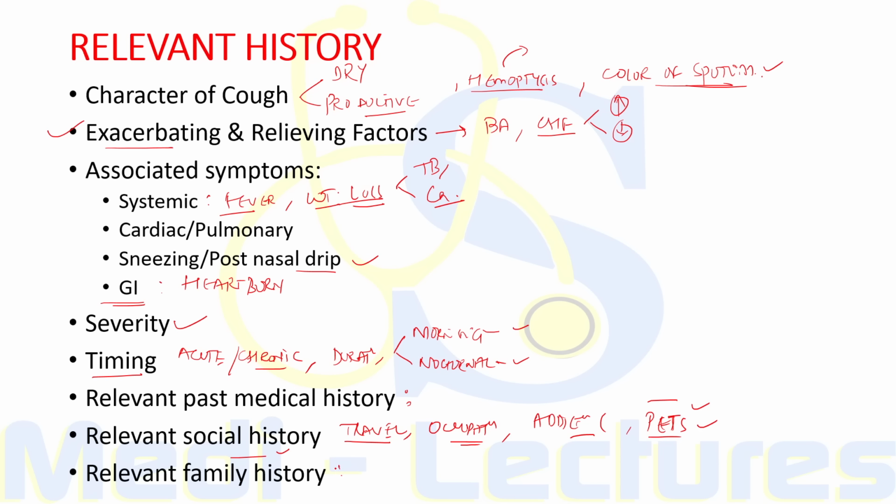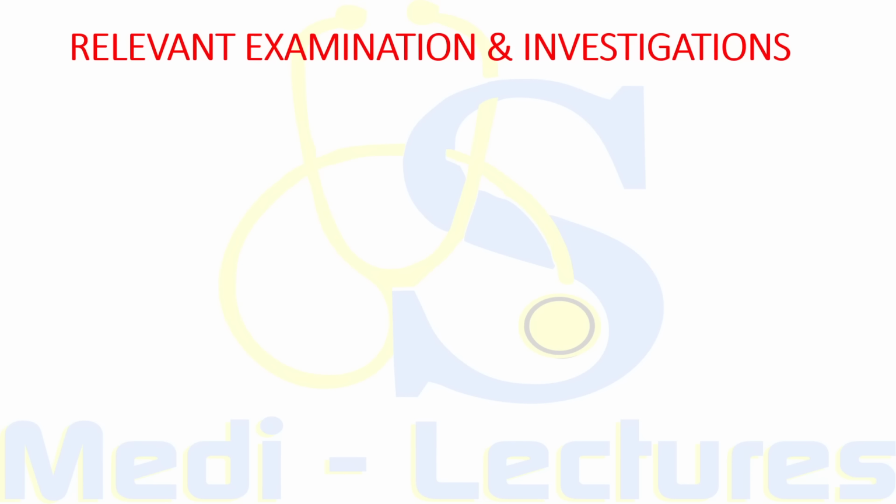Also we have to ask the family history regarding atopy, asthma, eczema, and exposure to TB, that is presence of a TB case in the family of the patient. Coming on to the relevant examination and investigation. So first of all, we'll see the general appearance of the patient. If the patient is very much emaciated, it can point towards the diagnosis of chronic conditions like tuberculosis, carcinoma, or COPD.